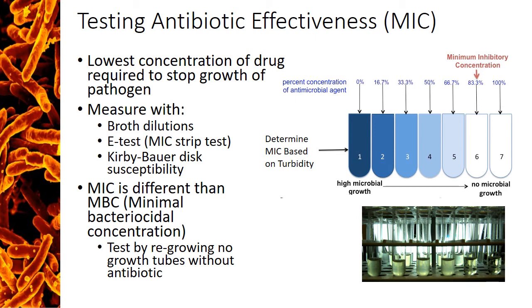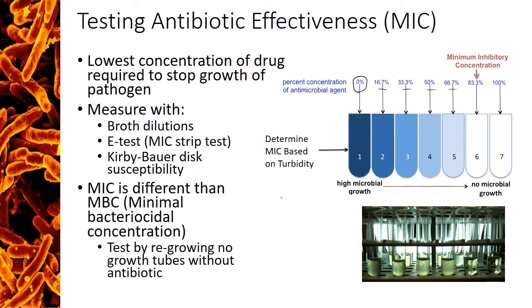The broth dilutions are done as shown in this image. So you use increasing amounts of whatever your antimicrobial agent is. So this first tube doesn't have any antibiotic in it, and then you increase the concentration of antibiotic as you go in each one of your tubes.